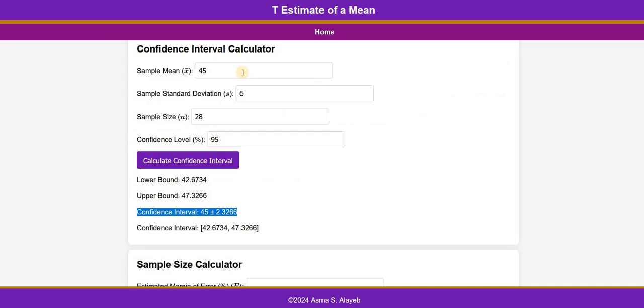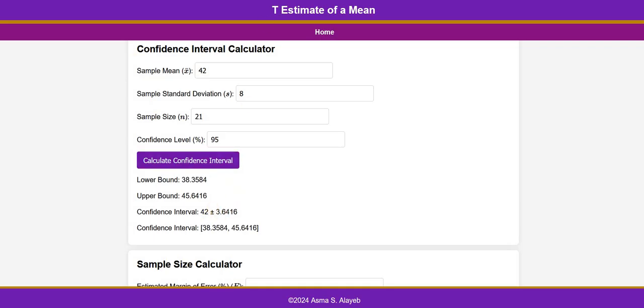We're going to go again here and we're going to replace these values. So in this case, the mean was 42. The standard deviation was 8. And the sample size was 21. The confidence level is 95, unchanged. And then we're going to calculate again.